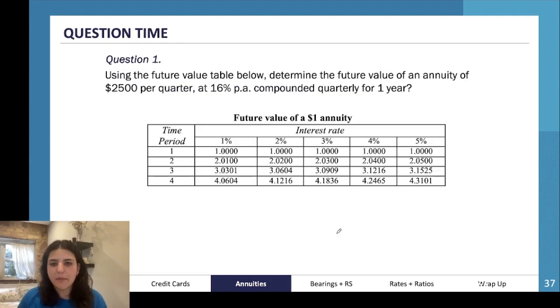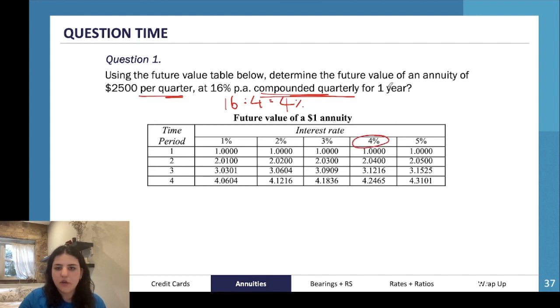Okay, we're now going to take a look at some more questions. Using the future table below, determine the future value of an annuity of $2,500 per quarter at 16% per annum compounded quarterly for 1 year. Okay, so we have 16% per annum compounded quarterly. So 16% divided by 4 is going to be 4%. So we have our 4% interest rate, and it's quarterly for 1 year, which is 4 times in the year.